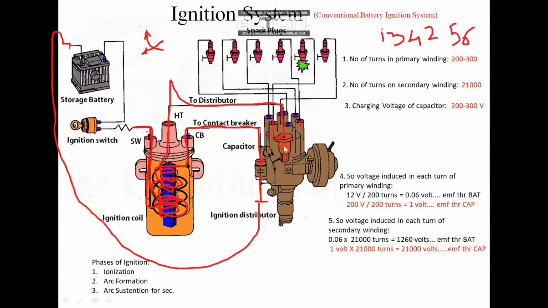Now this rotor is supposed to touch all those leads one by one. So in that way, your secondary winding's other end is connected to the rotor, and the rotor and needle are supposed to rotate in a clockwise direction in order to touch those leads coming from the cylinder spark plugs one by one with respect to this firing order.